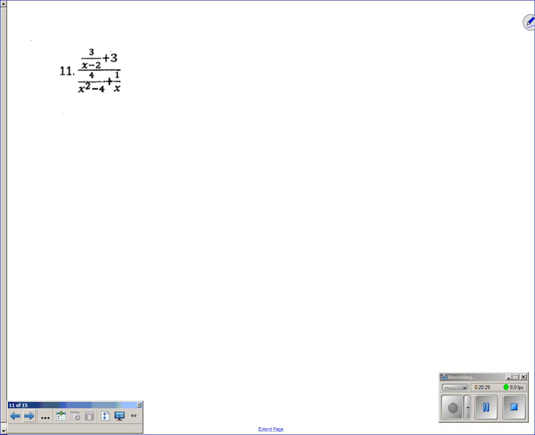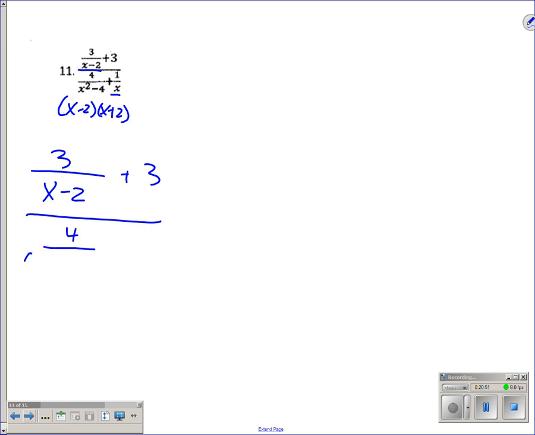All right, start at number 11. So number 11, our factors on bottom are x minus 2, an x, and an x minus 2 and an x plus 2. So I'm going to rewrite this as 3 over x minus 2 plus 4 over x minus 2, x plus 2, and then plus 1 over x. Okay, so I just rewrote it with it factored out.